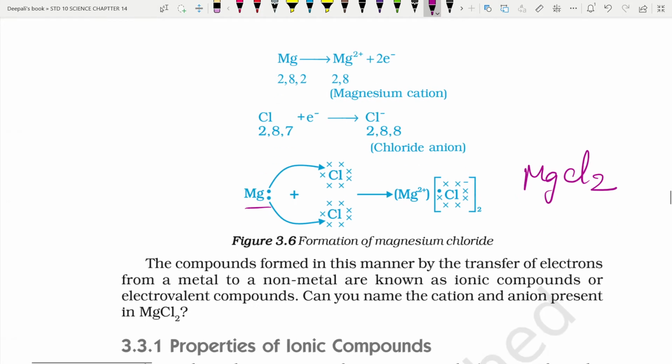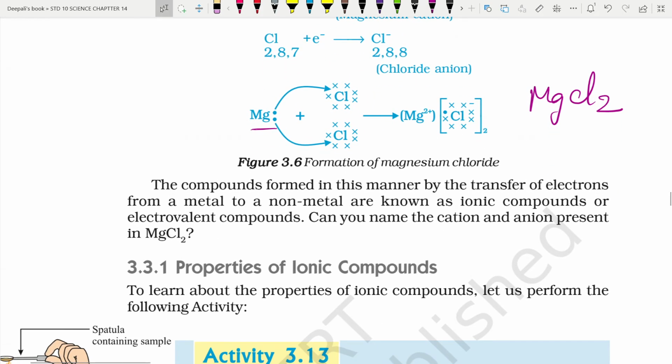The compounds formed in this manner by the transfer of electrons from a metal to a non-metal are known as ionic compounds or electrovalent compounds. Can you name the cation and anion present in MgCl2? Mg is 2+ and Cl is 1-.